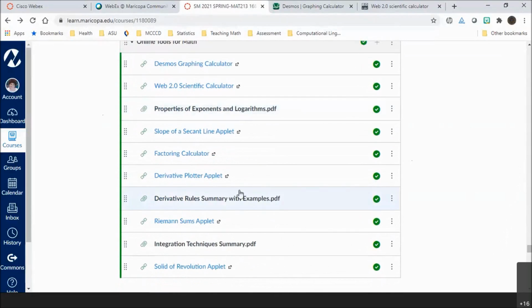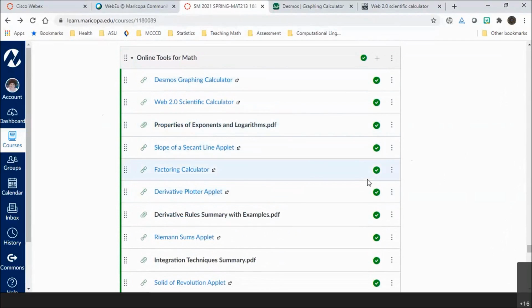I want you to realize that in this Online Tools for Math, you can see all the tools that you can use when you're taking an exam, when you're doing your homework. And yes, I want you to use the tools. It's not cheating. It's the way the real world works, you use tools to do your job. So we've got Desmos, a scientific calculator. This is primarily for folks who don't have a TI handy.